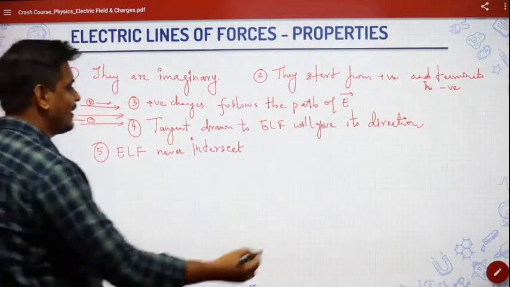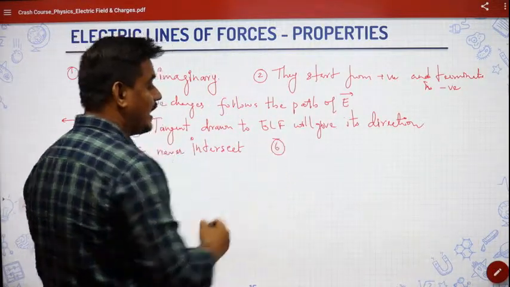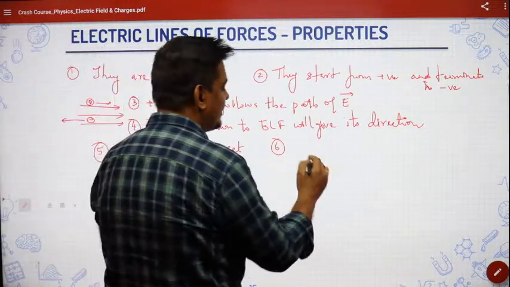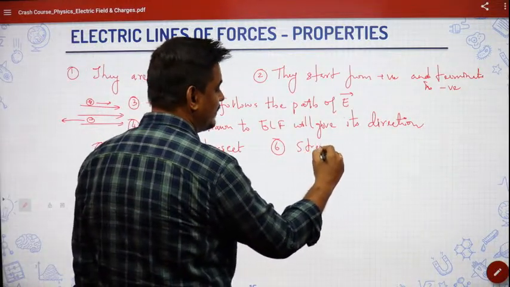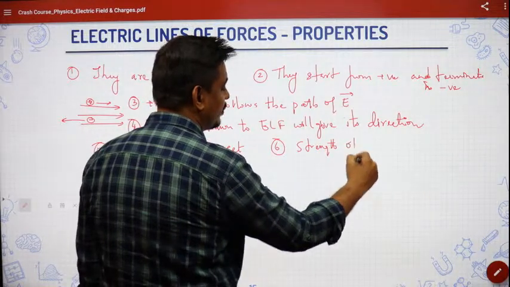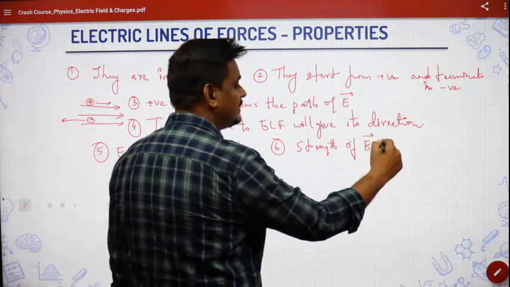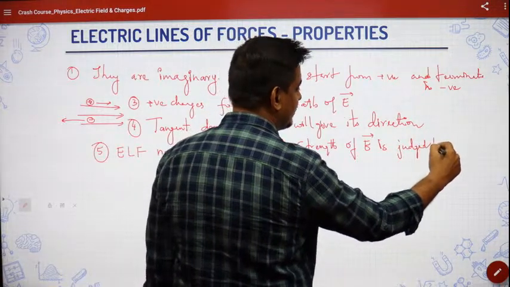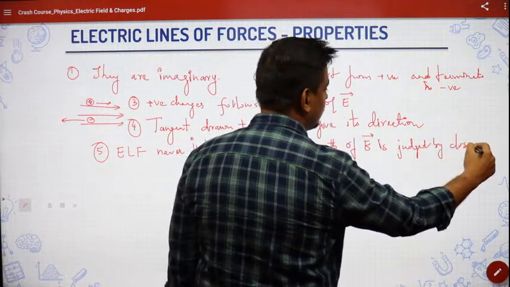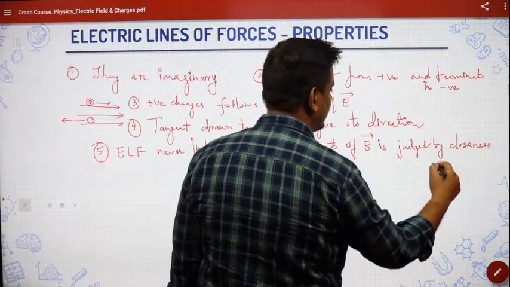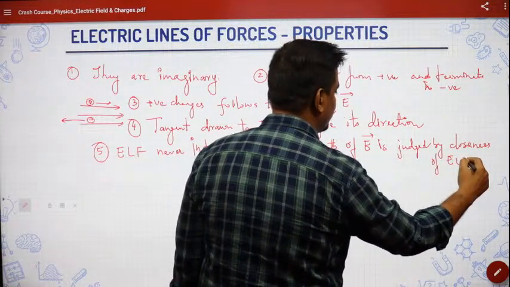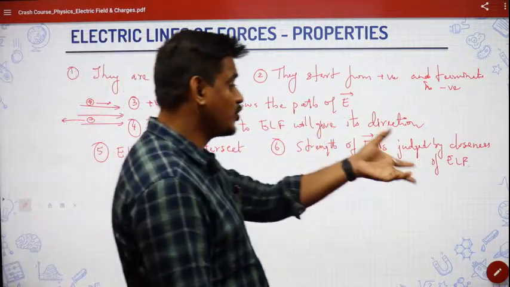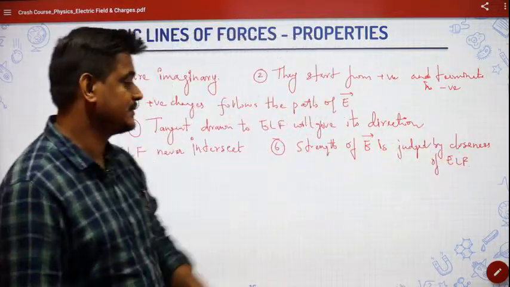Another important point I can write here: the closer the electric lines of forces are, the stronger is the electric field. So the strength of electric field is judged by the closeness of electric lines of forces. You don't need to be confused about what ELF is, that is electric lines of forces.